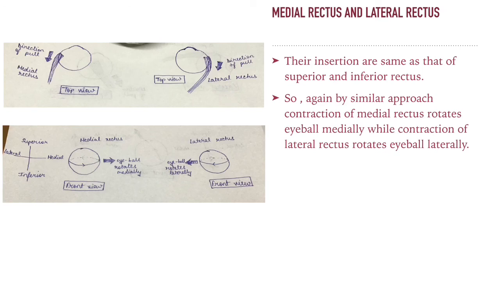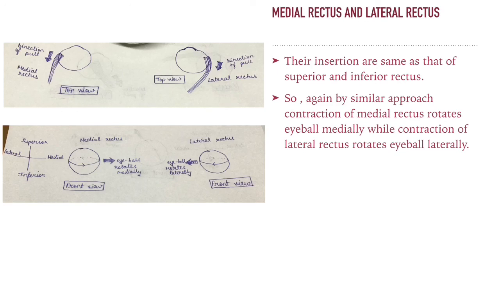Here, the medial rectus and the lateral rectus are shown in the same slide. Their insertions are the same as those of the superior and the inferior rectus. In the diagram, both are seen from the top view. The medial rectus is attached to the medial side and the lateral rectus on the lateral side.